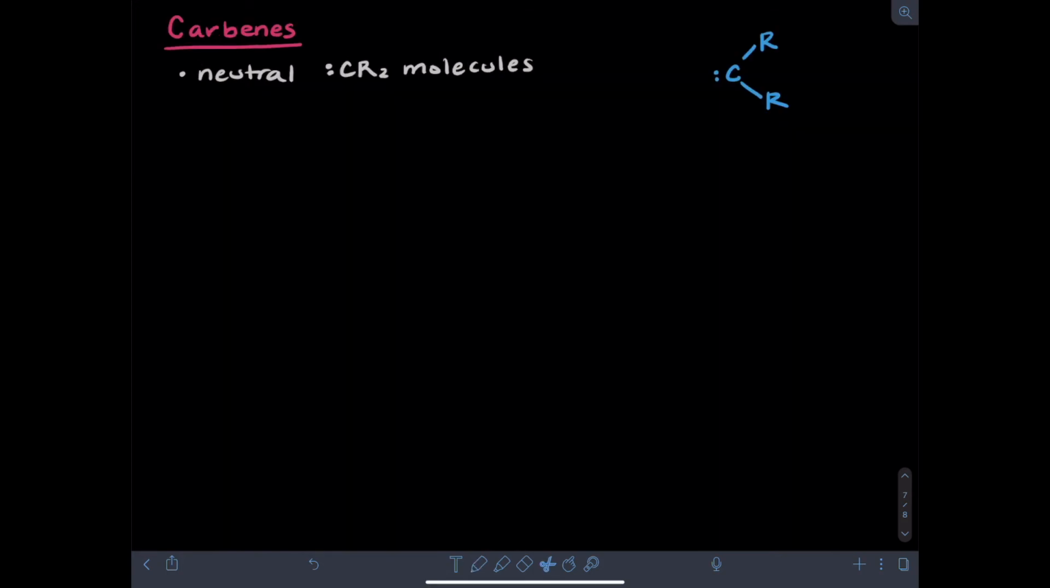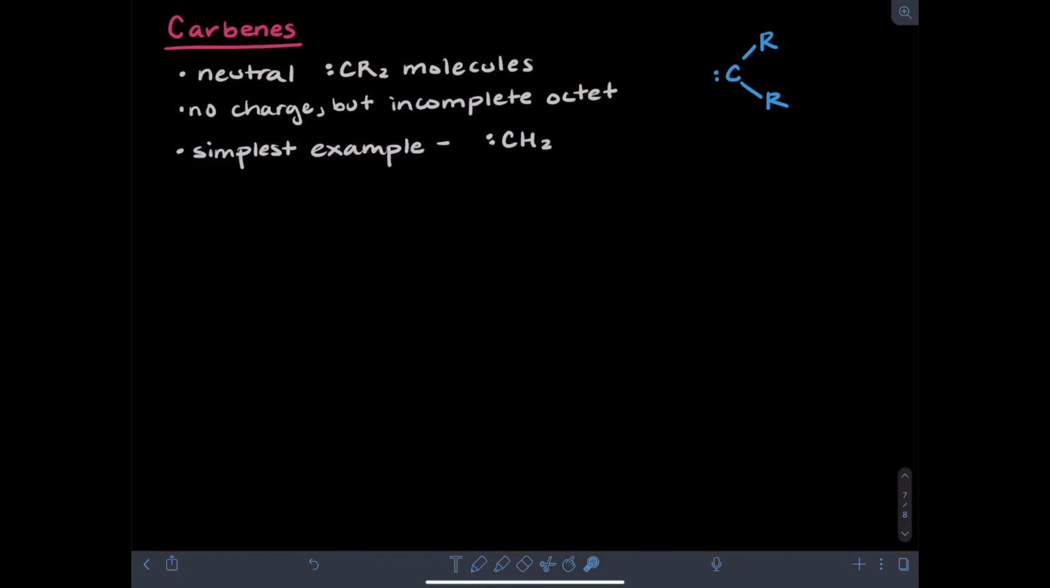The last type of reactive carbon intermediate that I want to talk about are what are known as carbenes. You haven't seen these previously, unlike the other examples. Carbenes are neutral molecules where you have a carbon with a lone pair and 2 substituents. Here the R could be a carbon, a hydrogen, really anything. Notice that the carbon just has 2 bonds and a lone pair, so it only has 6 electrons around it, making it have an incomplete octet. However, this carbon is uncharged. The simplest example of a carbene is CH2 with a lone pair.